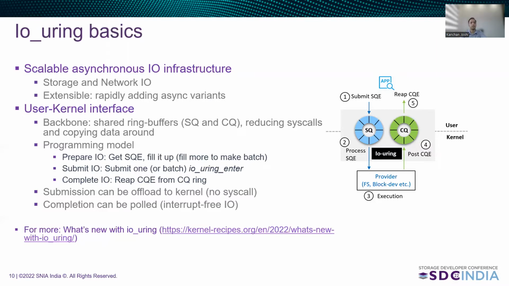If you look at the user-kernel interface, the backbone here is a pair of ring buffers, submission queue and completion queue, which is shared between user space and kernel, and that helps in reducing system calls and the need of copying data around. The programming model is straightforward. The application gets to pick an SQE and fill it up with all the information required to prepare the command. It can fill some more to make a batch, and then submit the whole batch by calling the system call io_uring_enter. And when it wants the completion, it can read the CQE from the CQ ring.